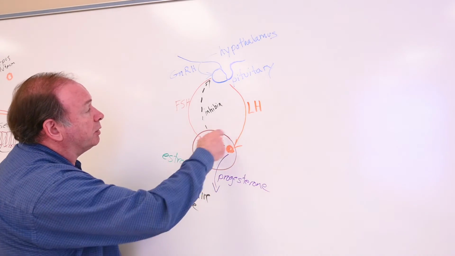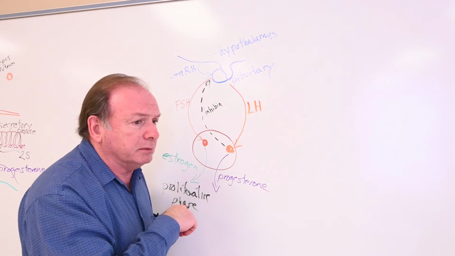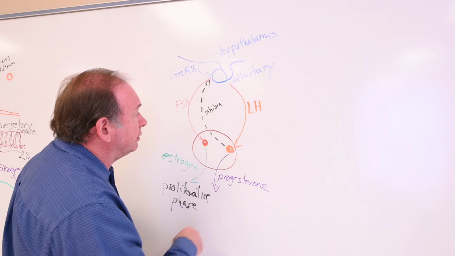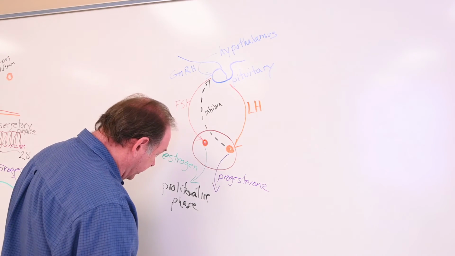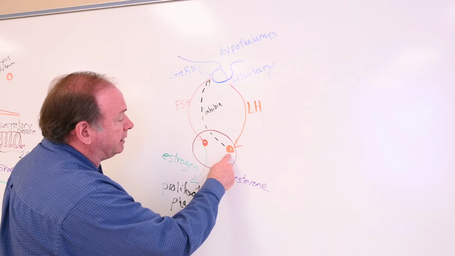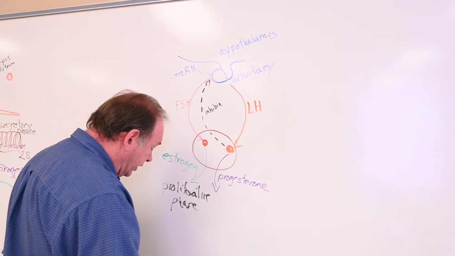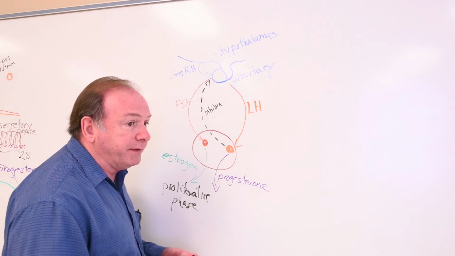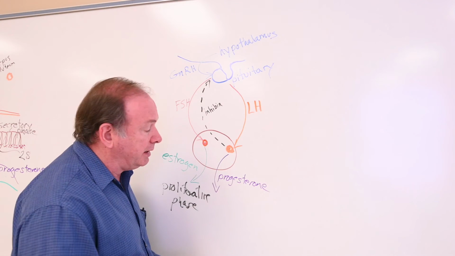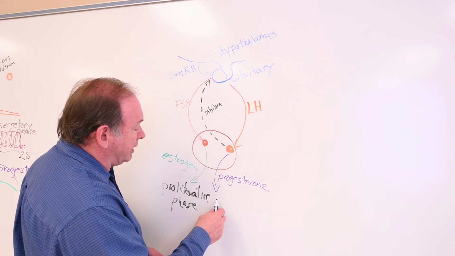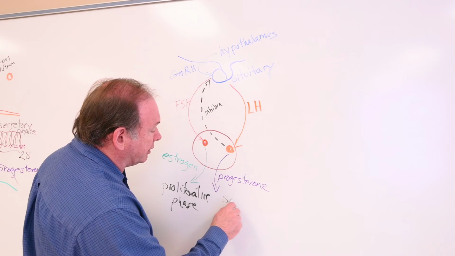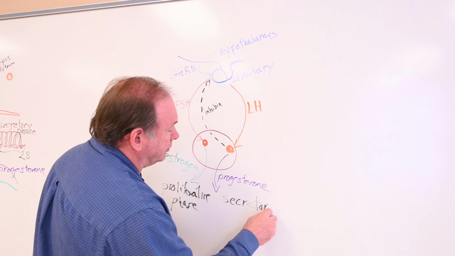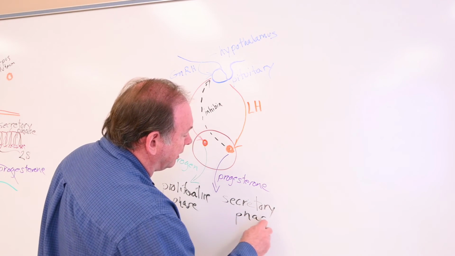Luteinizing hormone also enhances the follicular development and causes rupture of the follicle. It also stimulates the corpus luteum here, and it helps it produce progesterone. Progesterone has the effect of increasing the glands and vascular supply in the uterus. We call that the secretory phase of the uterus there.